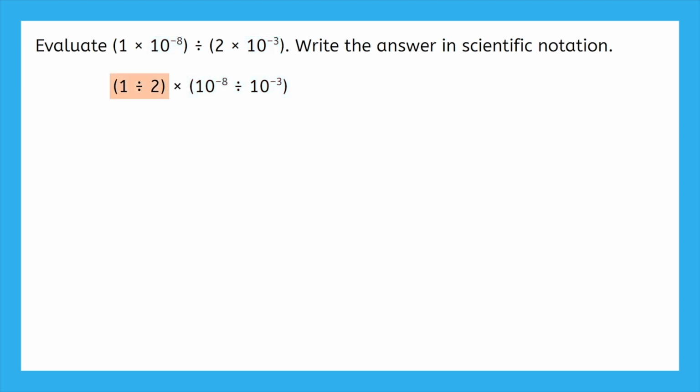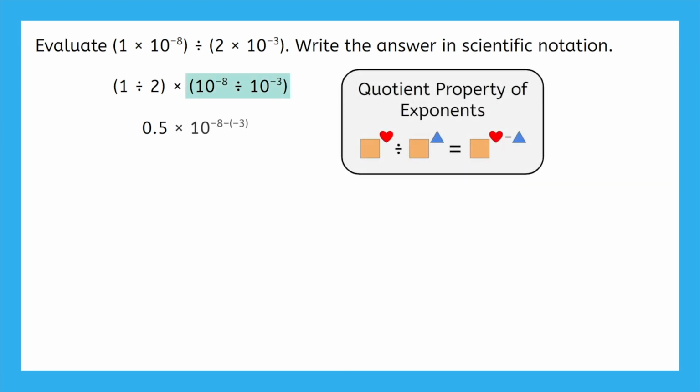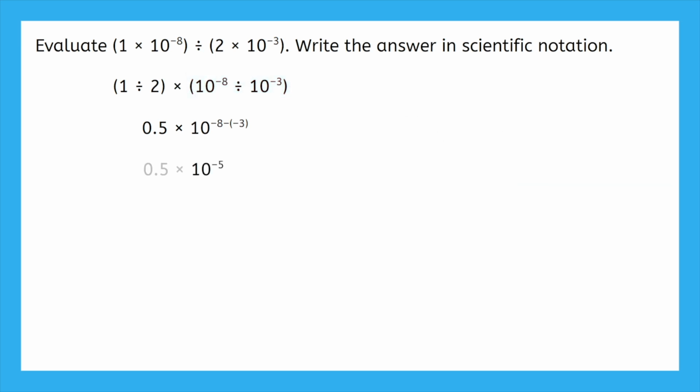Dividing the coefficients gives us 0.5. How do we divide the powers of 10? By subtracting the exponents. Negative 8 minus negative 3 is negative 5. Is 0.5 times 10 to the negative 5th in scientific notation? Nope, the coefficient is less than 1, so how do we rewrite it?